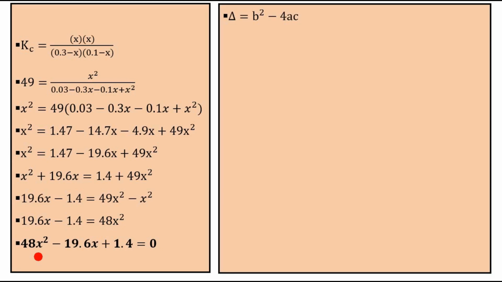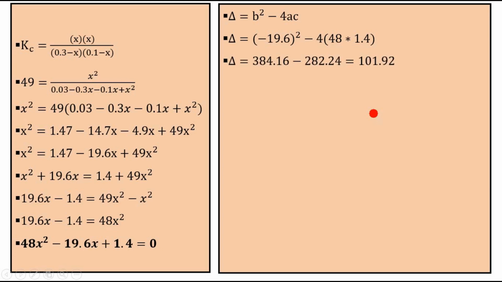What is b here? This term is A, that is B, and that is C. That means we can get b squared, which is negative 19.6 squared, minus 4ac, where a is 48 and c is 1.4. Then we get the determinant equal to 101.92. We determine the square root of the determinant, and we obtain 10.1.